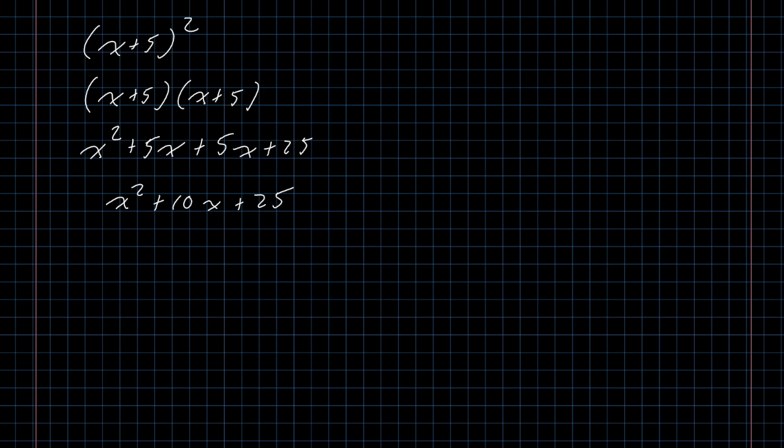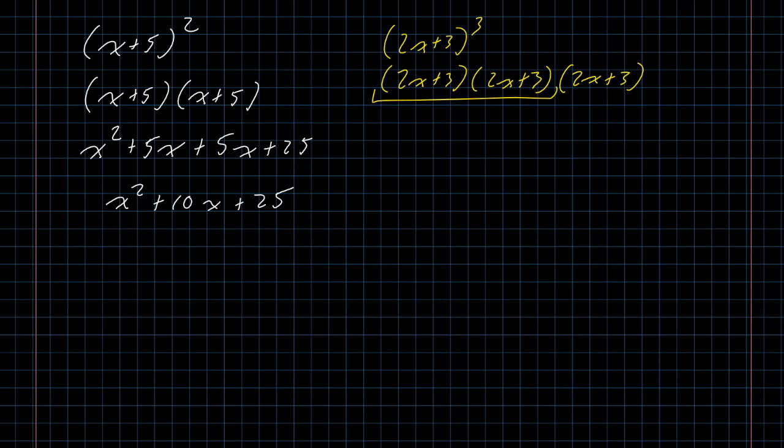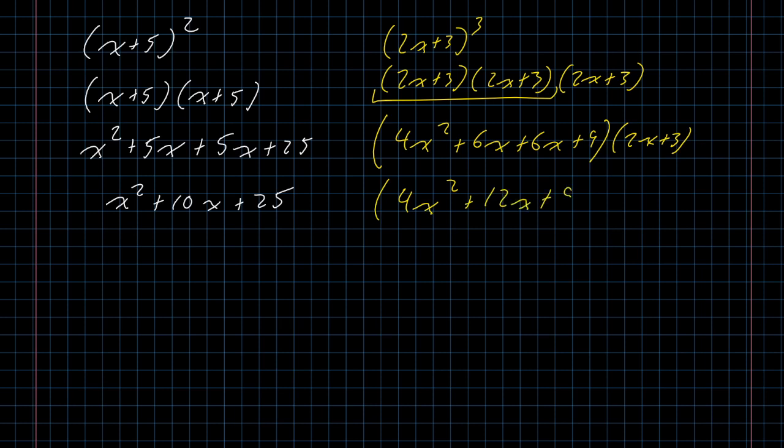We can also do that with higher powers, right? If I have 2x plus 3 cubed, that's 2x plus 3 times 2x plus 3 times 2x plus 3. And multiplying three things at once doesn't actually work. So we're going to have to multiply the first two of these things together, which is going to be 4x squared plus 6x plus another 6x plus 9. And combining some like terms there, 4x squared plus 12x plus 9.